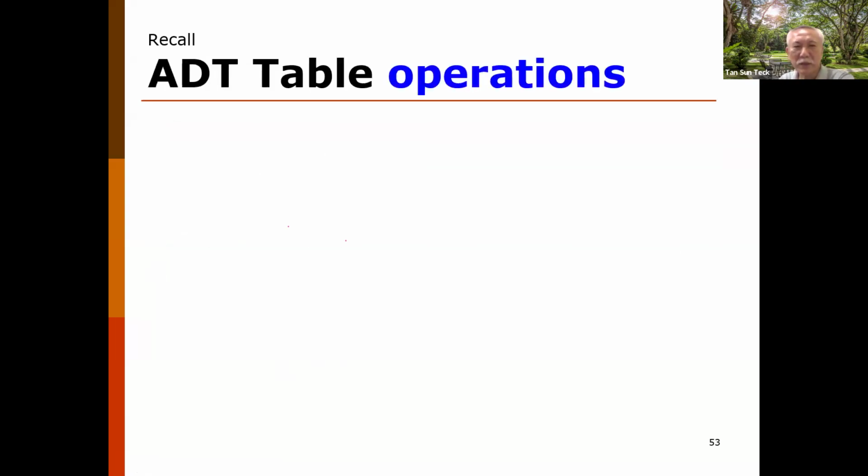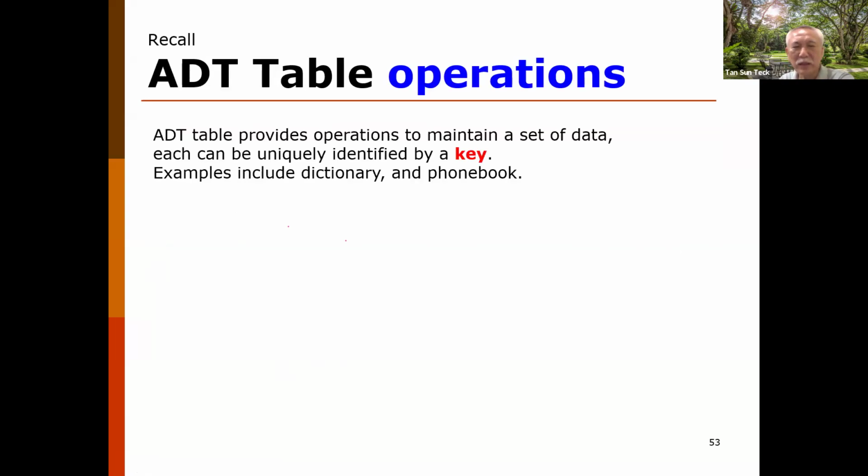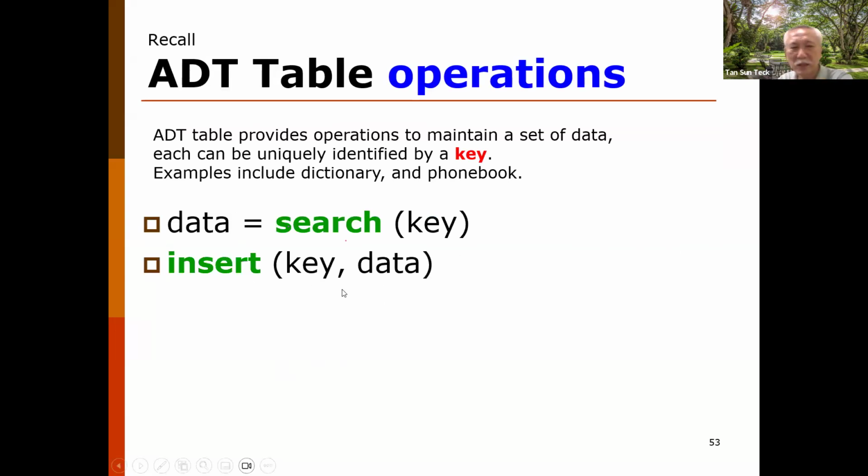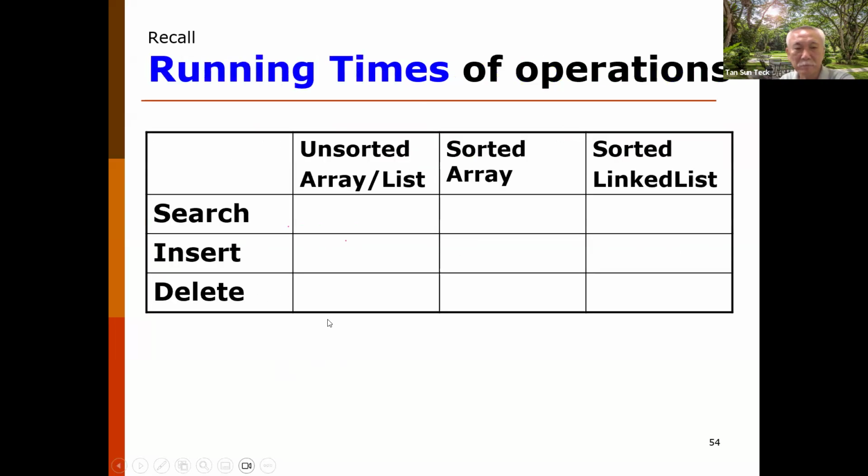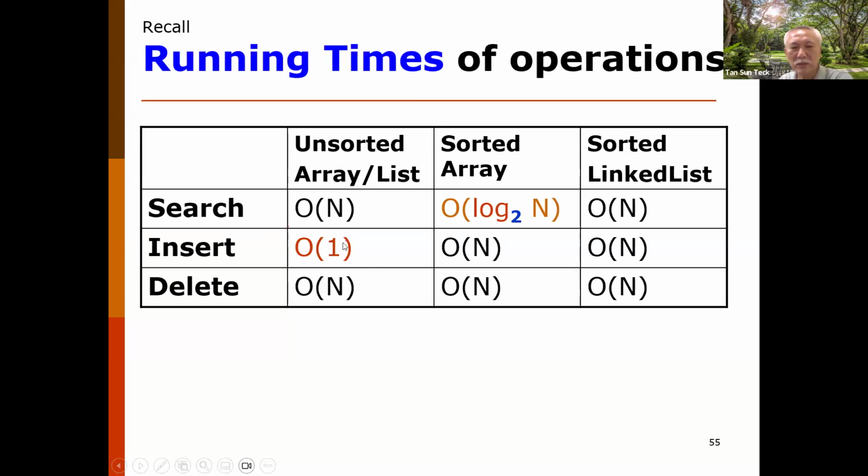So ADT table operations, if you think about it, we know that there are three operations: insert, delete, and search. Right, so searching the data using the key, you want to insert the new data using the key, you want to delete the key because it's no longer useful. And then if you think about the running time of the operations, if you are doing an unsorted array, to search, the worst case is O(n), right? To insert, you just insert at the back. To delete, you have to search for it again, so another O(n).